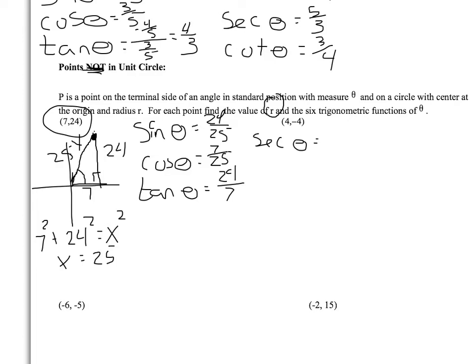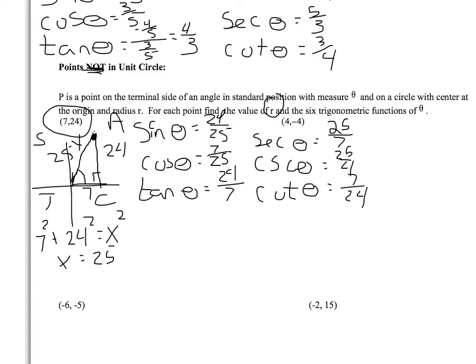Secant, flip the, I said secant first. Okay, secant, you gotta flip the cosine, so 25 over 7. Cosecant is the reciprocal of sine, so 25 over 24. And cotangent is going to be 7 over 24. You are in quadrant 1. This is the last step a lot of people forget. In quadrant 1, everything is positive, so all of your answers here will remain positive. We don't have to stick negatives in any of them.